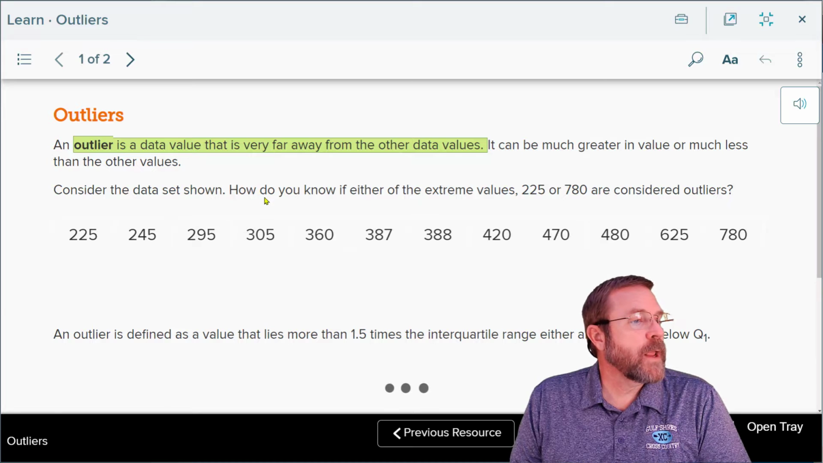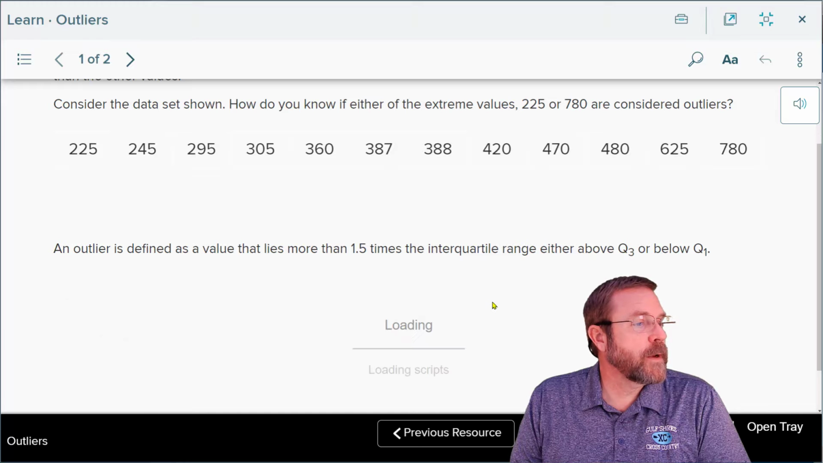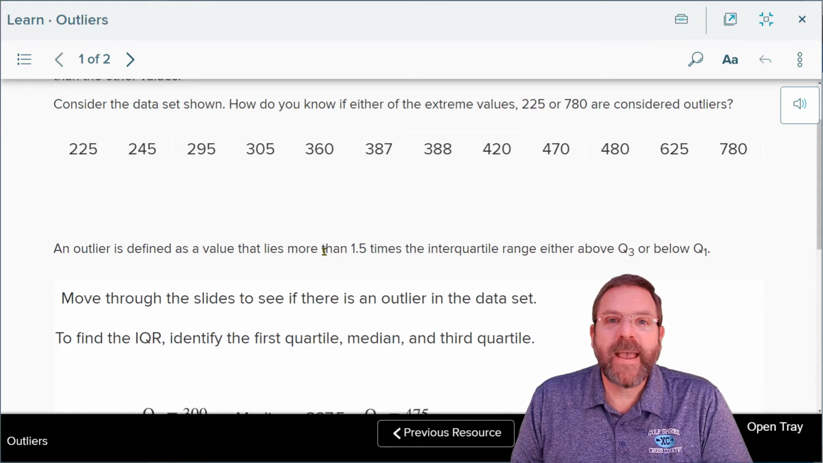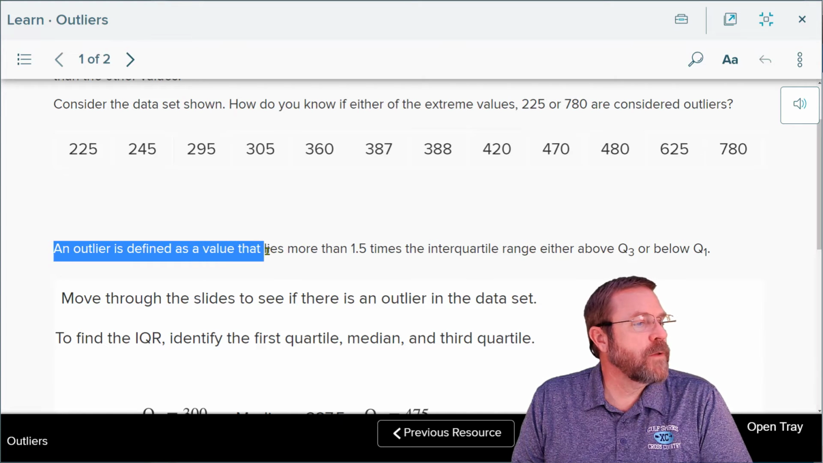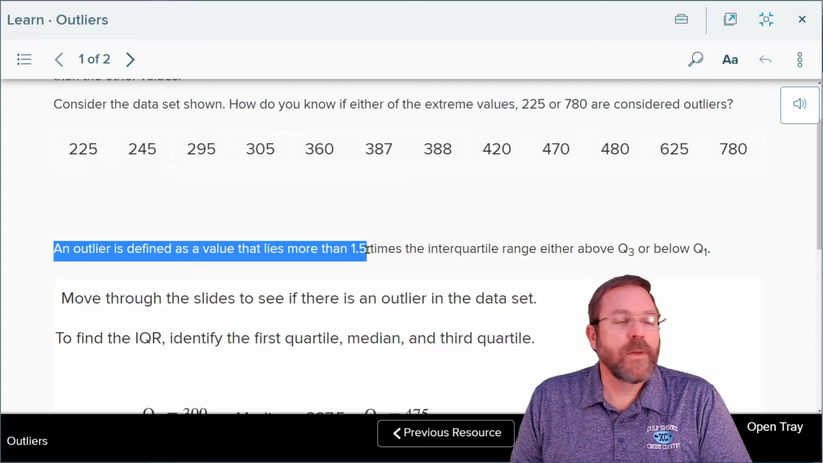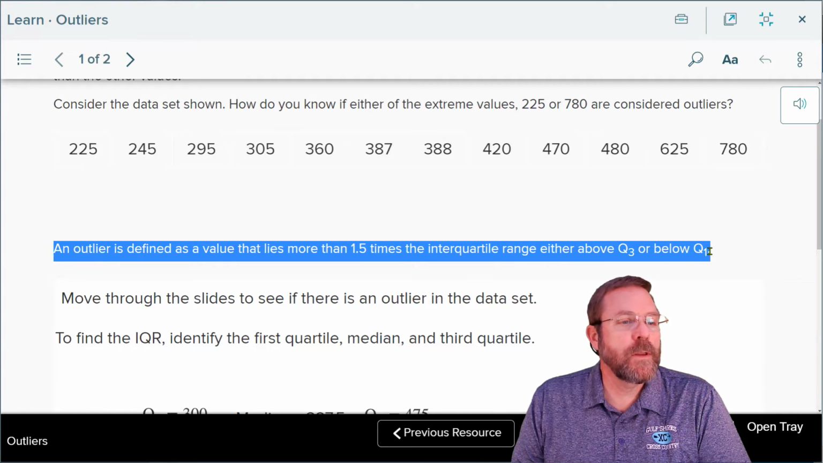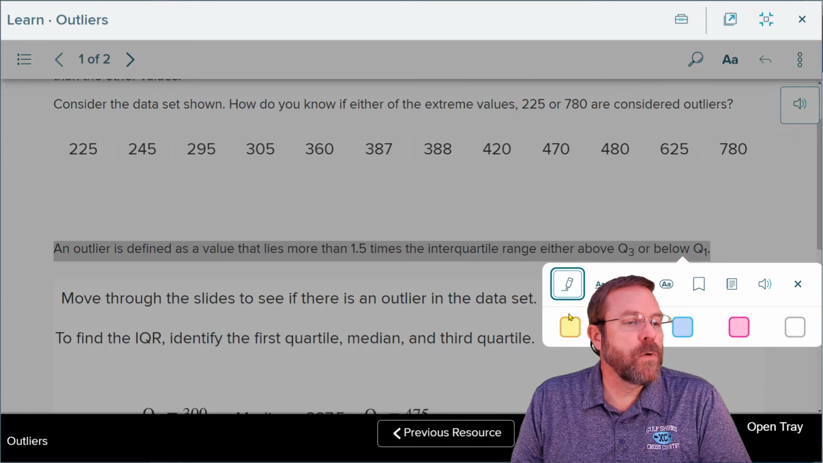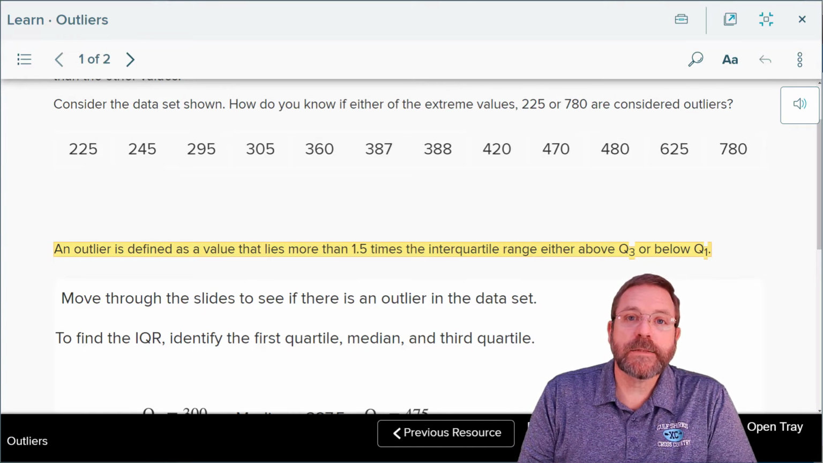Consider the data shown. How do you know if the extreme values of 225 and 780 are going to be considered outliers? Well, to find out that, we're going to move on to the mathematical definition of outlier. And it says an outlier is defined as a value that lies more than 1.5 times the interquartile range, either above Q3 or below Q1. And we're going to highlight that because that's really important. That is what I expect we're going to be using in class today.